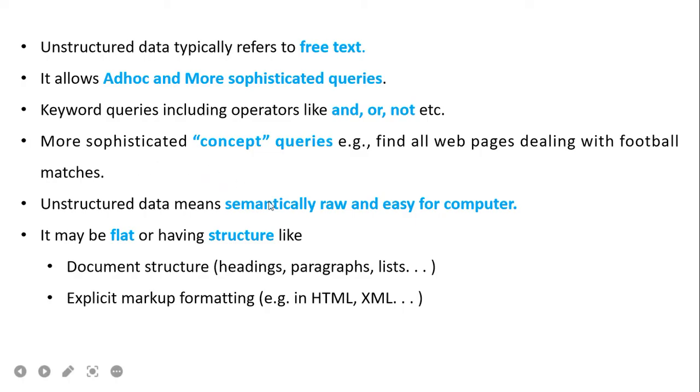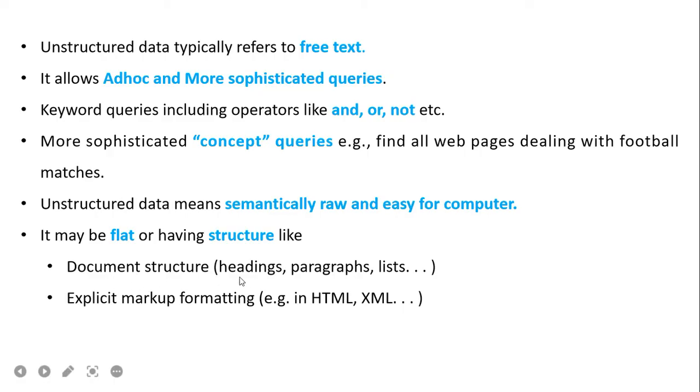Unstructured data means semantically raw and easy for a computer to store. It may be flat or have a structure. Some documents are completely flat, but some hypertext documents have a structure. Document structure aids in extracting the information in an efficient way. But in a document collection, all documents are not of the same type, either flat or structured.